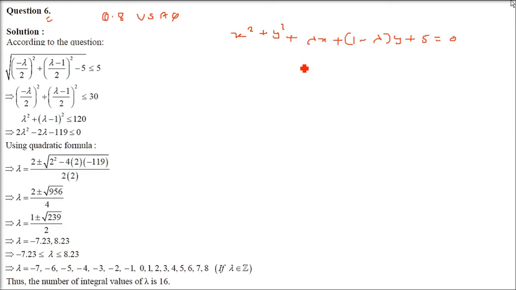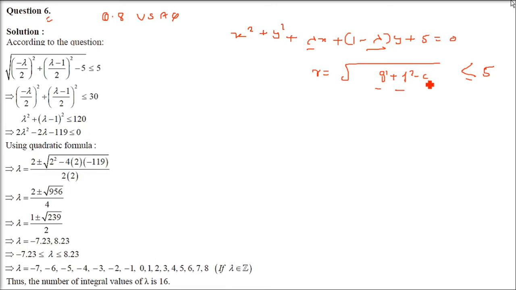So the radius of this equation should not exceed 5. What is the radius? It is the square root of g square plus f square minus c, and this should not exceed 5, so it has to be less than or equal to 5. And g and f are what? g is this one, f is this one.